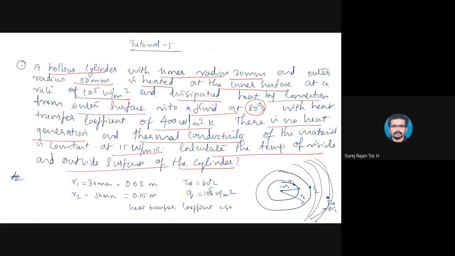So that is equal to 400 watt per meter square Kelvin. And there is no internal heat generation. They are saying that thermal conductivity is constant throughout that particular material. So k, we write it as k, that is equal to 15 watt per meter Kelvin. So these are the things that are given in this particular problem.